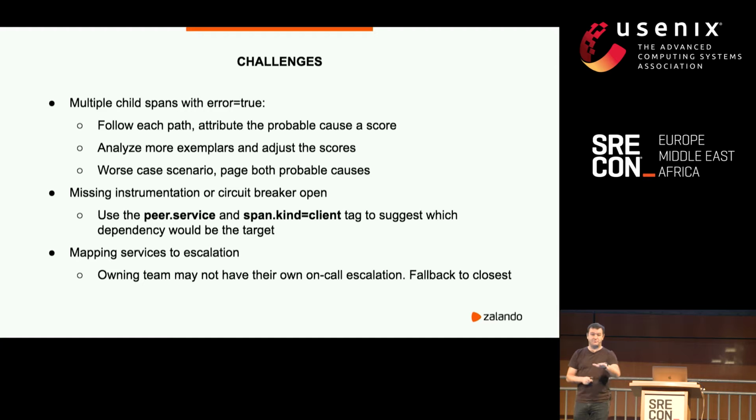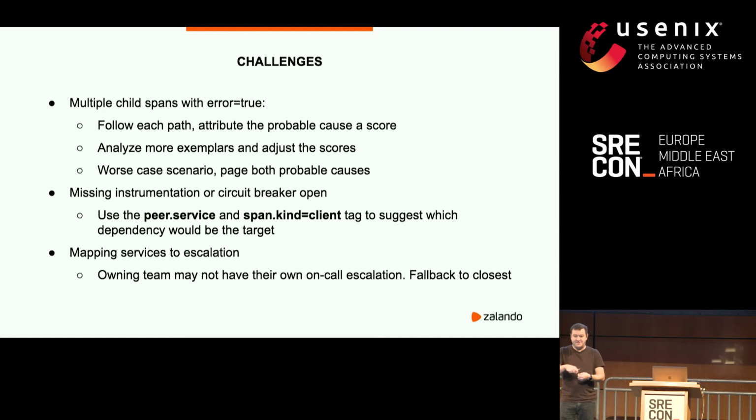The last part, you've probably been wondering: we just talked about identifying the operation in a certain service that is the probable root cause, but from that to who to actually page, which escalation to page, there's still a mapping that may be needed. This is also a big effort.